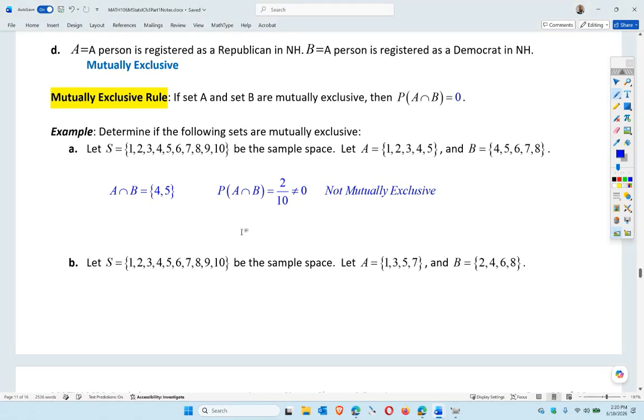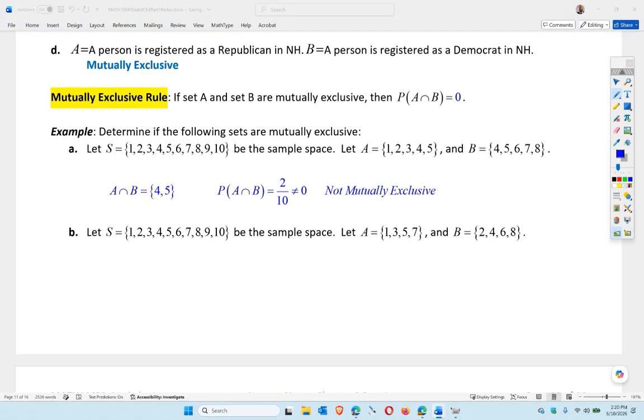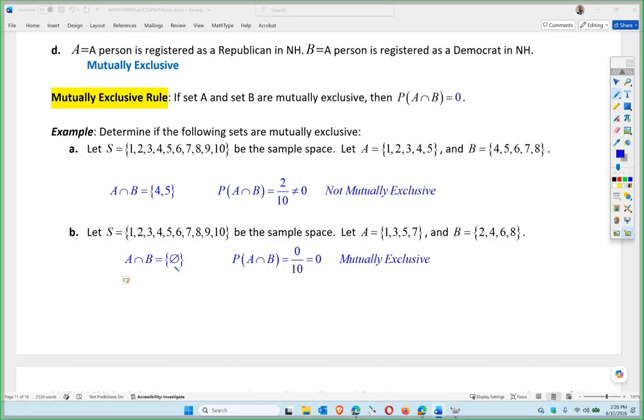However, if you do this one, if you do the overlap of A and B using the formal rule, you get the empty set. This is the empty set symbol here, so make sure you use that. Don't just put nothing. They have nothing in common, so that's obviously 0, which means they're mutually exclusive. It can be one or the other.